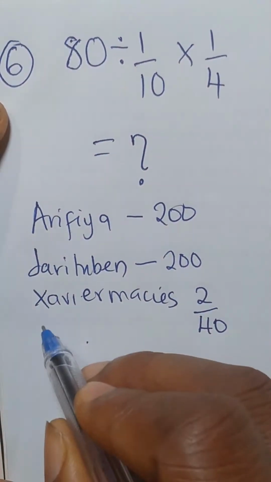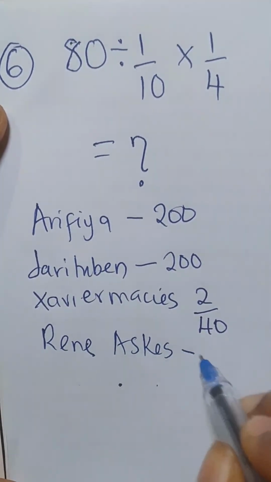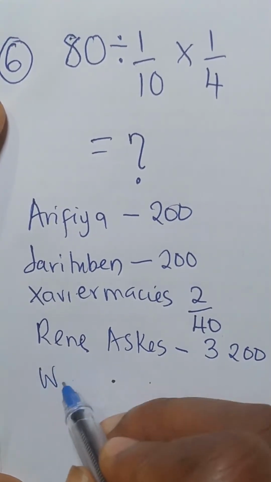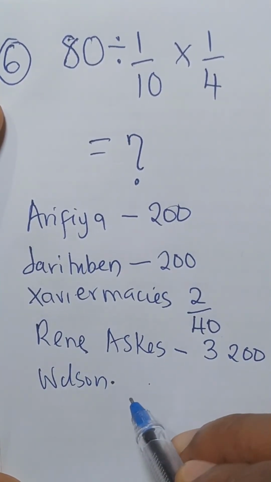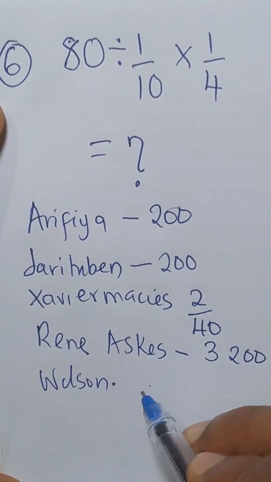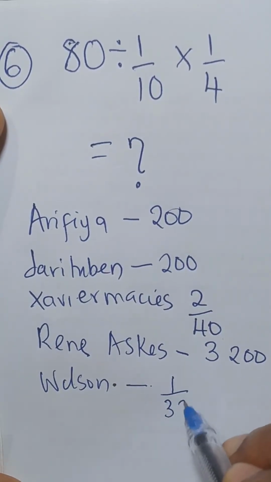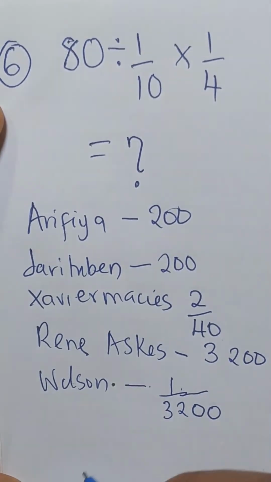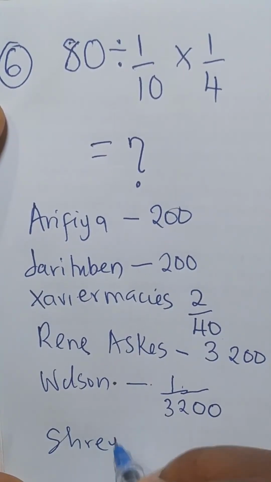All right, we have Rene, Askes, 32000. Okay. And we have Wilson. You're 9 years old? Are you serious? That's amazing. Wilson says 1 over 3200. Okay. Wow. Okay. We have Shreya. All right. Okay.